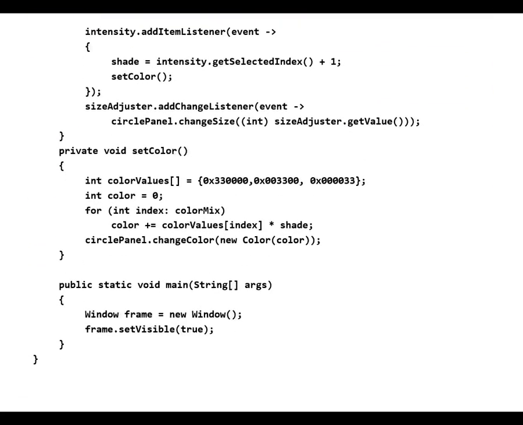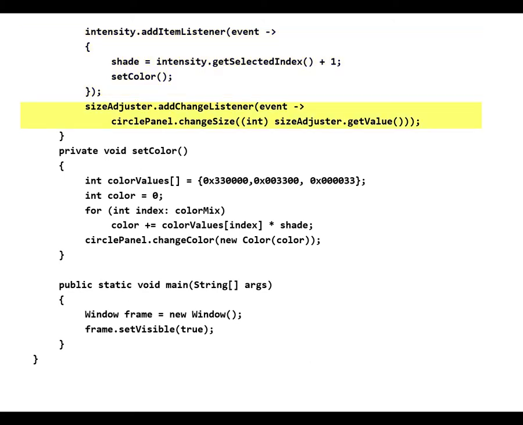Scrolling down to the next two event handlers, the next event handler handles events from the combo box intensity, again implemented with a lambda expression. It extracts the intensity level with a call to getSelectedIndex. It stores the result into the variable shade and adds 1 to it so that the range of shades will be 1 to 5. Then it also calls the private method setColor.